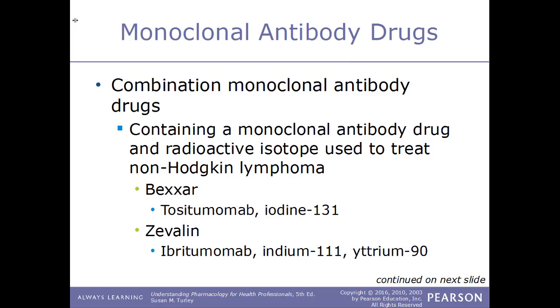So another kind of monoclonal antibody drugs are combination drugs. These will contain a monoclonal antibody drug and a radioactive isotope that's used to treat non-Hodgkin lymphomas. And some examples of this kind of combination drug would include Bexxar, which is a combination of tositumomab and also iodine-131, and also the drug Zevalin, which is a combination of ibritumomab, indium-111, and yttrium-90.